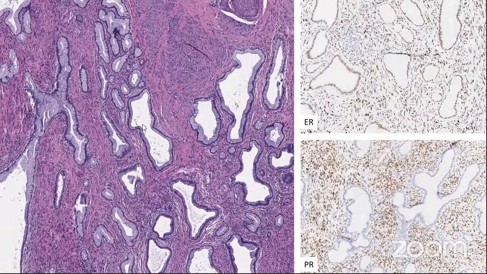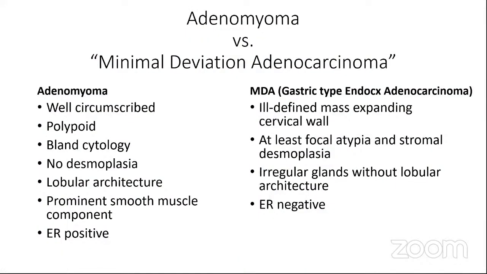When you go on high power, again, on the left here, I think now I've shown you so many pictures, you can recognize the tall apical mucin, small pyknotic nuclei at the base, expressing likely gastric type mucin. What's interesting about the adenomyomas is that they will usually have ER expression in those mucinous glands. But if you do a PR, the PR tends to be negative, which is sort of interesting. And again, another entity that you might mistake as quote unquote minimal deviation adenocarcinoma, again, gastric type adenocarcinoma.